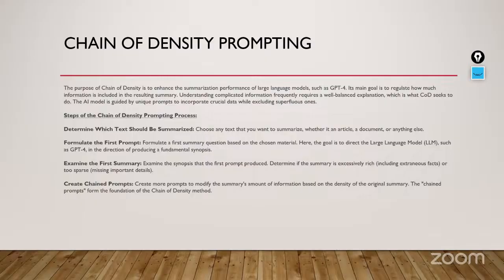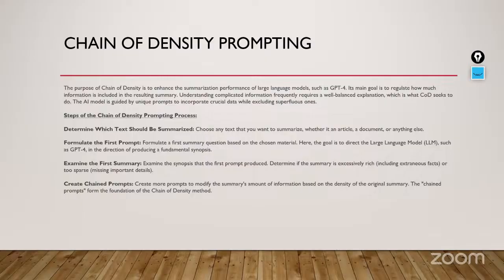The next step will be to formulate the first prompt: formulate the first summary question based on the chosen material. Whatever the chosen material we have taken, like an article, a document, a PDF file, or a Word file, we want to make it into one summary. So the first summary question will be based on the chosen material. Here the goal is to direct large language models such as GPT-4 in a direction of producing a fundamental synopsis.